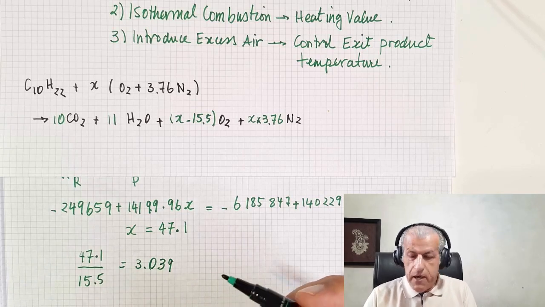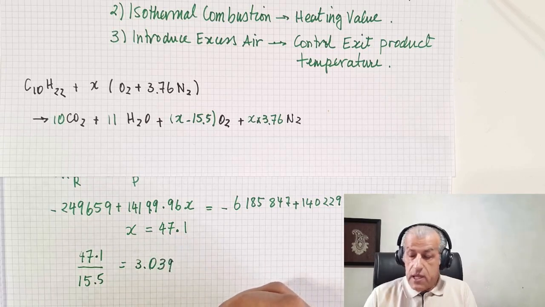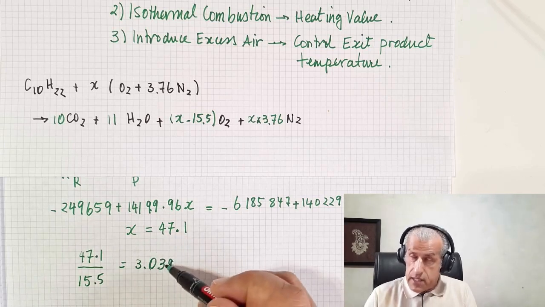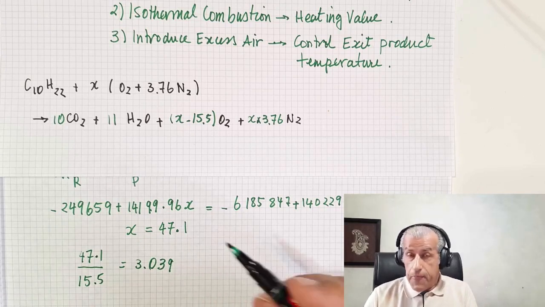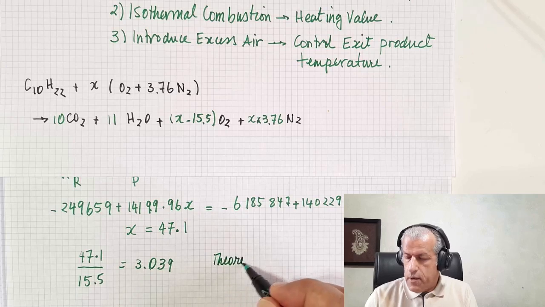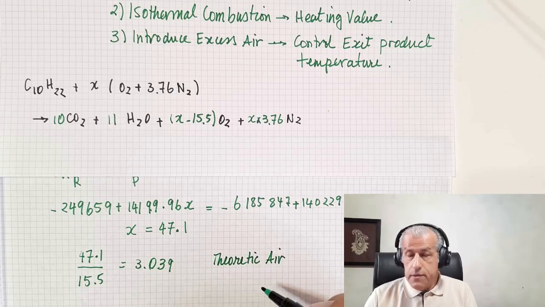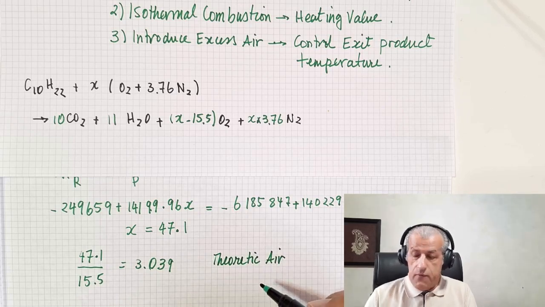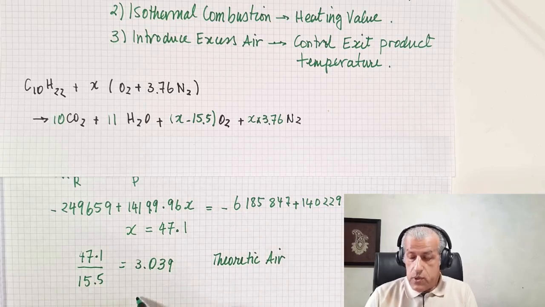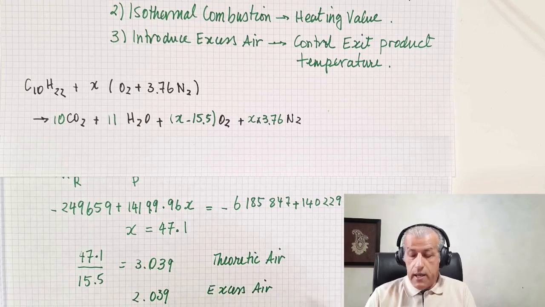That is, if we burn our C10H22 with slightly more than 3 times theoretical air, then the exit temperature would be 1240. And if we burn it with 2.039 excess air, then our exit temperature would be 1240.